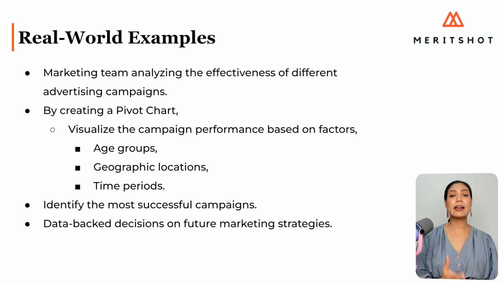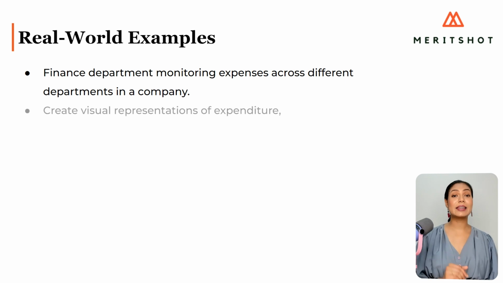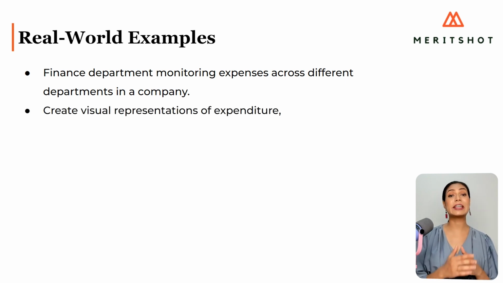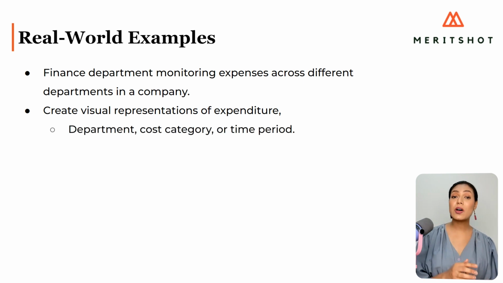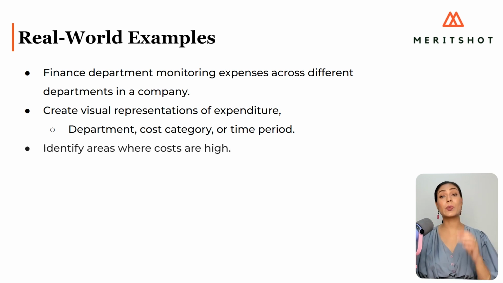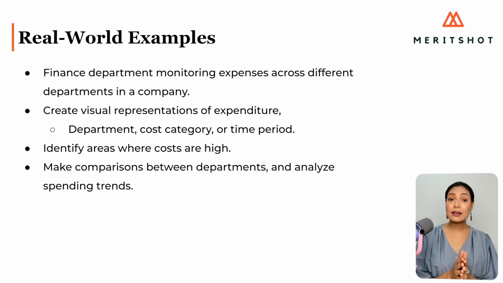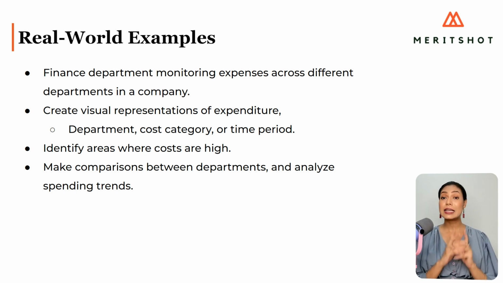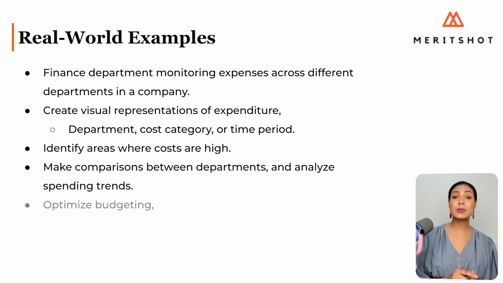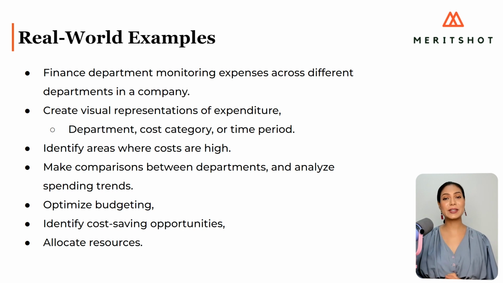Another example is a finance department monitoring expenses across different departments in a company. With pivot charts, they can create visual representations of expenditure by department, cost category, or time period. This helps them identify areas where costs are high, make comparisons between departments, and analyze the spending trends. These insights can then be used to optimize budgeting, identify cost-saving opportunities, or allocate resources more effectively.